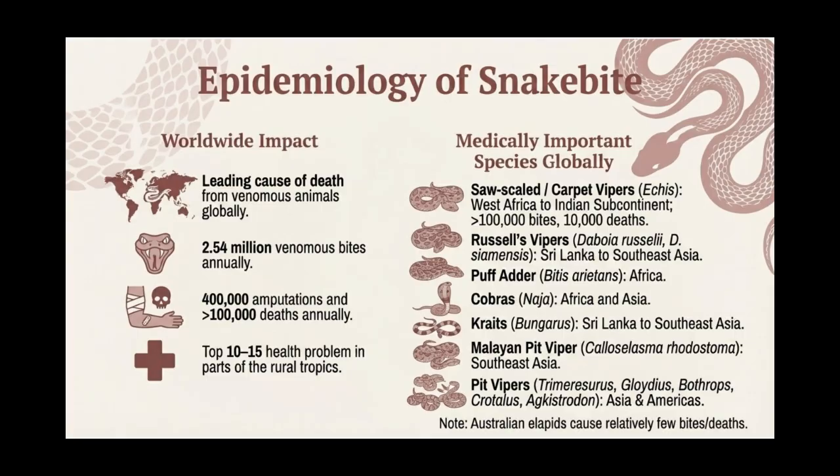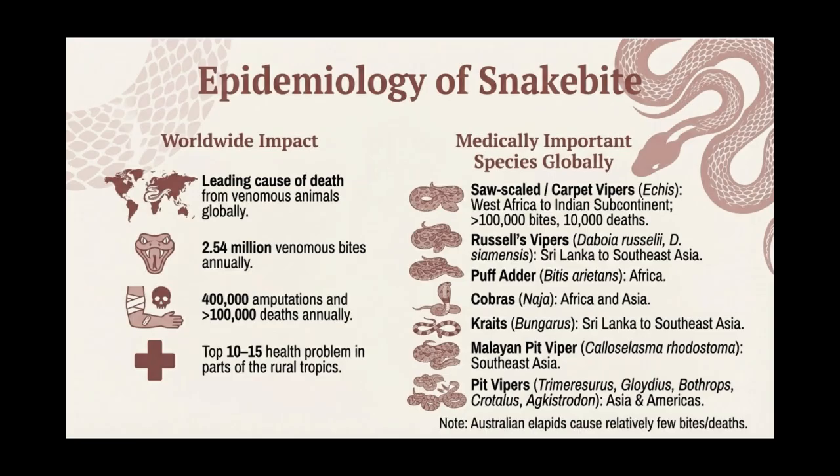Snake bites are among the top 10 to 15 most critical health issues in certain rural tropical regions. These high-risk areas often coincide with regions that lack adequate medical and financial resources, which results in higher fatality rates. Better access to modern medical care and antivenoms could significantly reduce these fatalities.